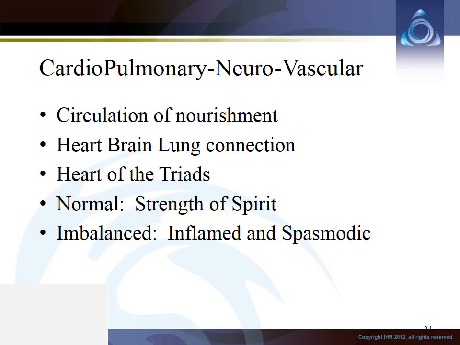And when they're normal, we have this sort of strength of spirit. And that is to say, we are strong in ourselves, we are strong in the world psychologically and emotionally as well as physiologically. But when we're imbalanced, these systems tend towards inflammation and spasm. So it's the vasculopath patient who is at risk for arrhythmias, for MI, for stroke. This is the triad where the ambulances show up. It's the dramatic ending for many of these patients.